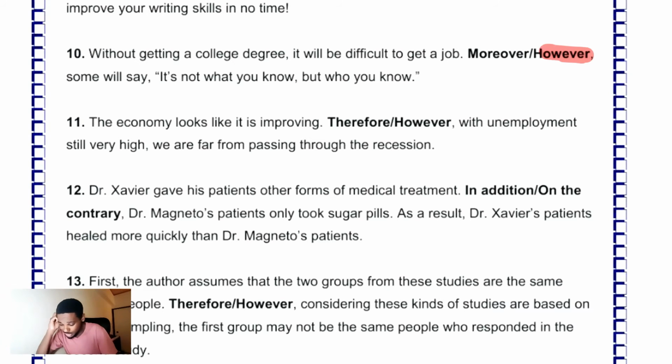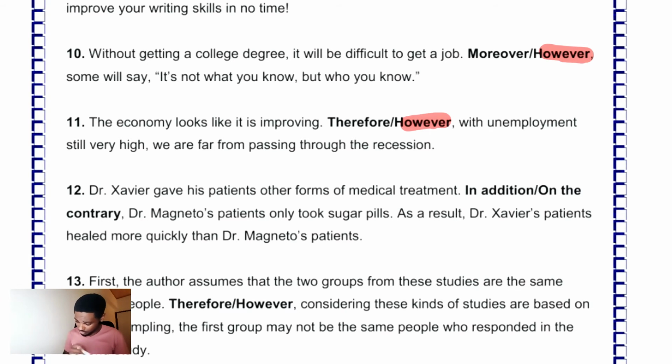11. The economy looks like it's improving. Blank, with unemployment still very high, we are far from passing through the recession. However, because we have opposites here, improving, but unemployment is still high, so it's going to be hard. Opposite ideas, so we need that particular type of connective.